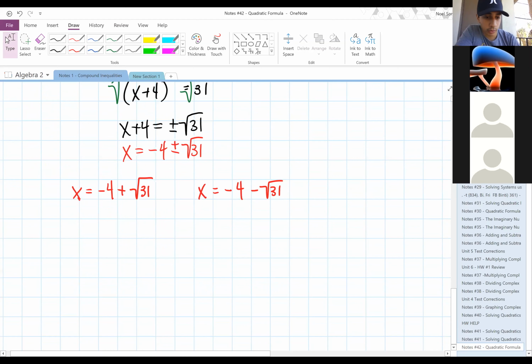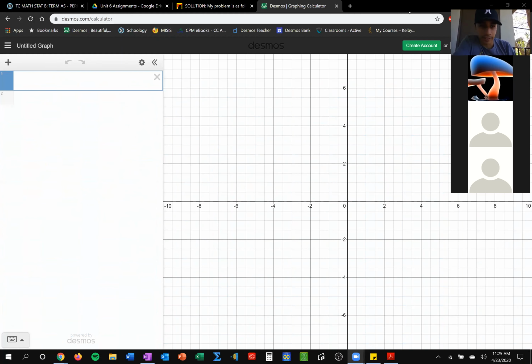So real quick, let me jump to Desmos. Can you guys still see my screen? Can you guys see the Desmos pop up? No? Okay, hold on. Let me do a new share. Let me do the screen. Okay, how about now? Okay, we're good now.